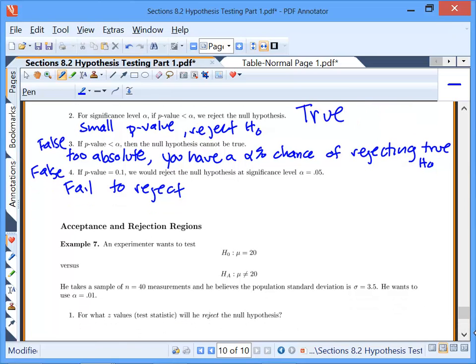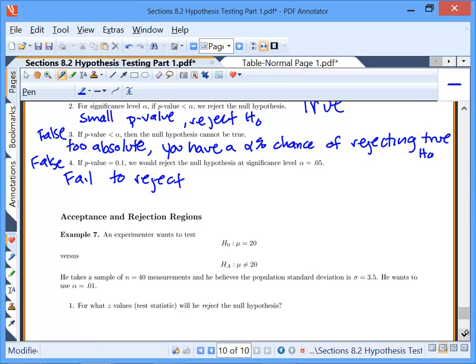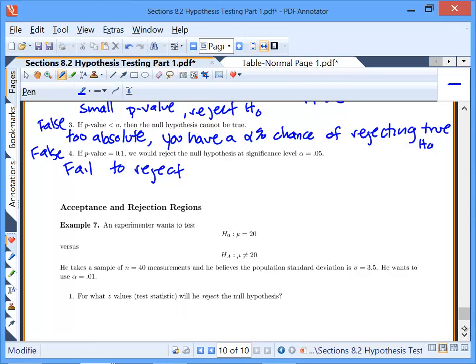Okay. So our next example, example 7: an experimenter wants to test the null hypothesis that our mean is 20 versus the alternative hypothesis that our mean is not equal to 20. He takes a sample of n equals 40 measurements and he believes that the population standard deviation is 3.5. He wants to use alpha equals 0.01. For what z values, that's your test statistic, so what values of your test statistic will he reject the null hypothesis?